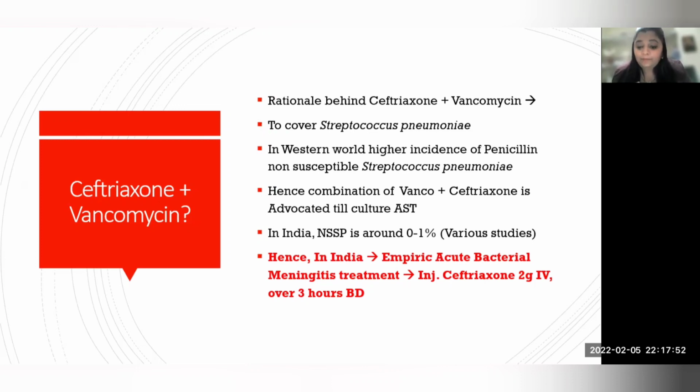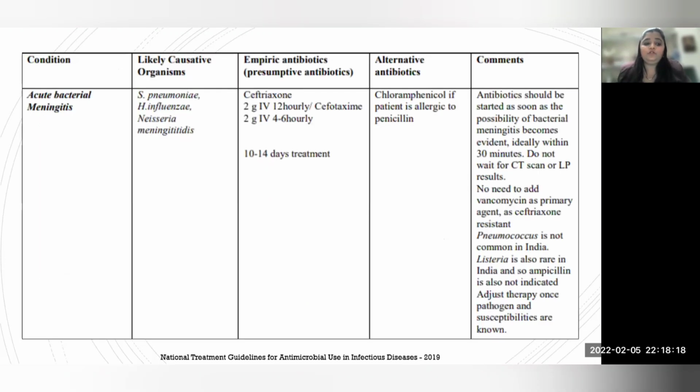Hence, in India, empiric acute bacterial meningitis treatment can be only injection ceftriaxone 2 gram IV over 3 hours, BD. So this is not the usual dose of 1 gram, it is 2 gram, and you will have to give it over at least 2 to 3 hours, because as I mentioned before in my webinars, any beta-lactam agent has time dependent action, so you have to give a prolonged infusion. This is from the national treatment guidelines for antimicrobial use, the national guidelines published in 2019.